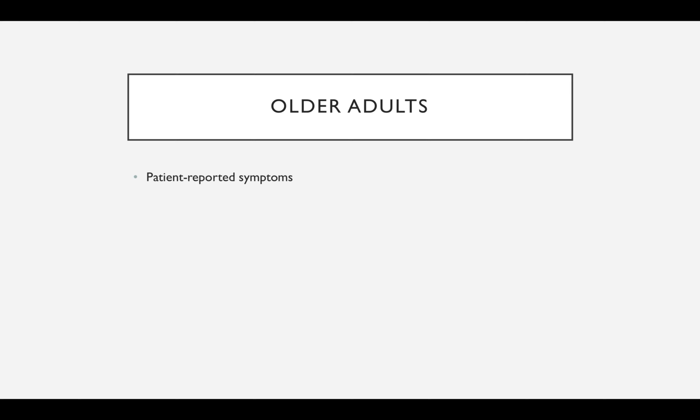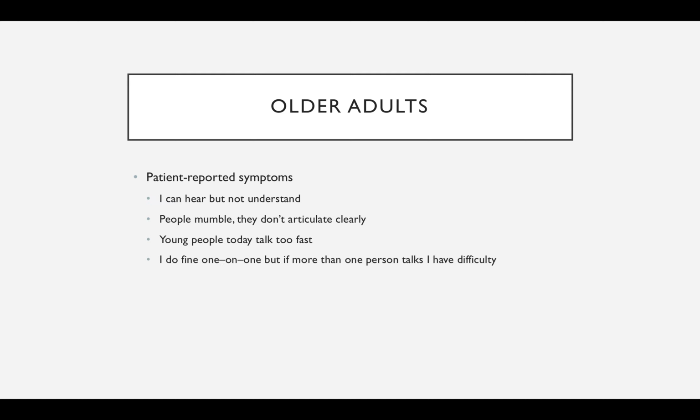For older adults, patient-reported symptoms often include I can hear but not understand. People mumble, they don't articulate clearly. Young people talk too fast. And I do fine one-on-one, but if more than one person talks, I have difficulty.